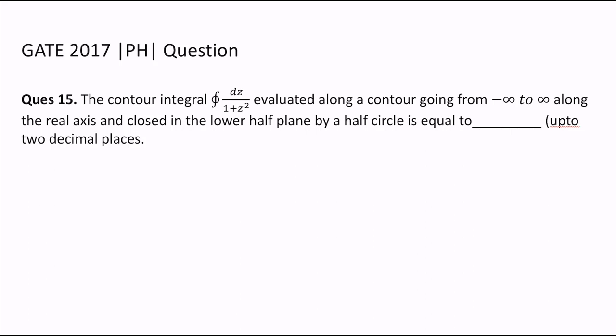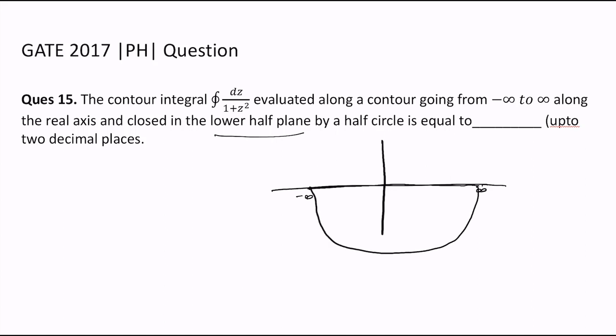So let us first draw the diagram of what they have asked in the question paper. They have told that the contour goes from minus infinity to plus infinity. So if we consider this as minus infinity, it goes to, let's suppose, plus infinity, and then from there it spans into the lower half plane by a half circle. So we just draw a half circle. This is the contour, and since the contour goes from minus infinity to plus infinity, the contour goes in the clockwise direction.